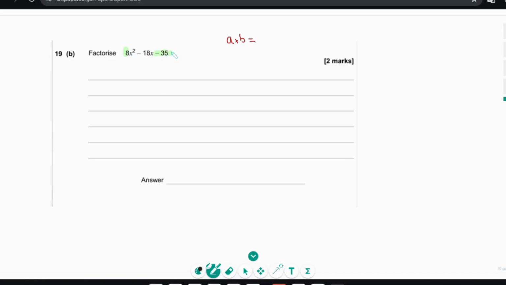So a times b, so you're multiplying 8 by negative 35, which is minus 280. So we're looking for two numbers that multiply to get minus 280 and add to get negative 18. What are those numbers? Thinking 28 and 10. One of them has to be negative. Minus 28 plus 10 works. So we've got 8x squared. We're going to split up the middle term into minus 28x plus 10x minus 35.